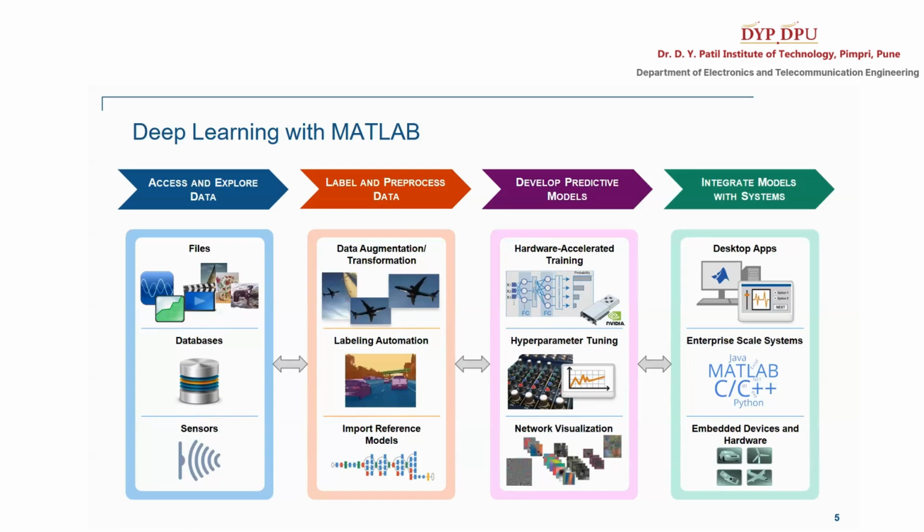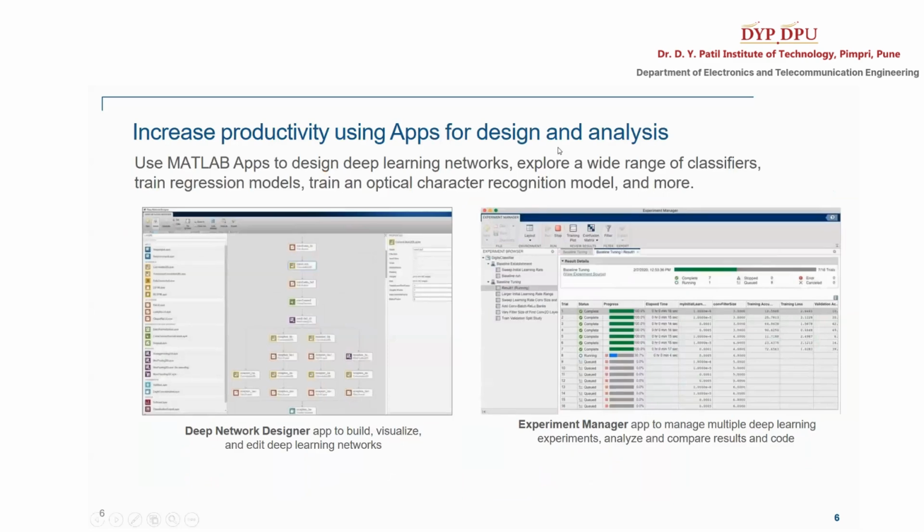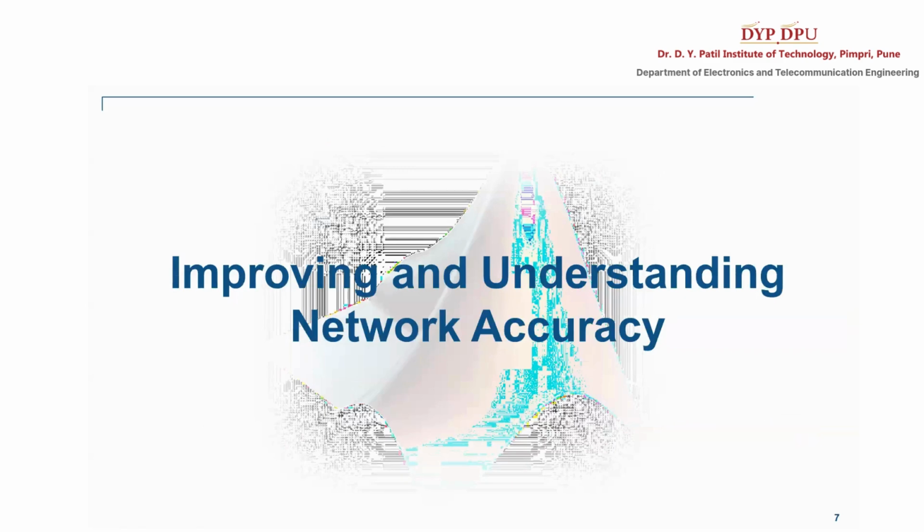Now to help us out, we have certain apps. To increase our productivity, MATLAB provides apps. These are the Deep Network Designer app, which you might have already utilized to build certain models, and then we have the Experiment Manager app. The Experiment Manager app will help us manage multiple deep learning experiments, analyze the results, view and compare the results, and also generate the code. Let's move ahead and understand why we want to do this.